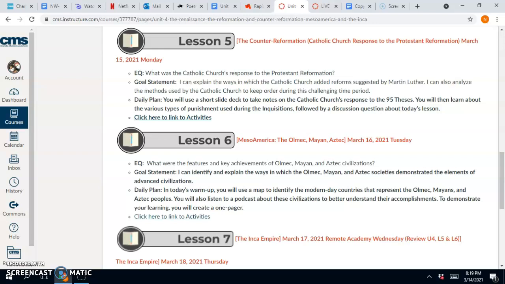Again, you're going to have another slide deck to take notes on their response to the 95 Theses. You need to reflect back on the Sunday, March 14th document lesson with those questions to help you formulate a plan here. And you're going to learn about the various types of punishment used during the Inquisitions, followed by a discussion question about today's lesson. All right, let's look into the activities.